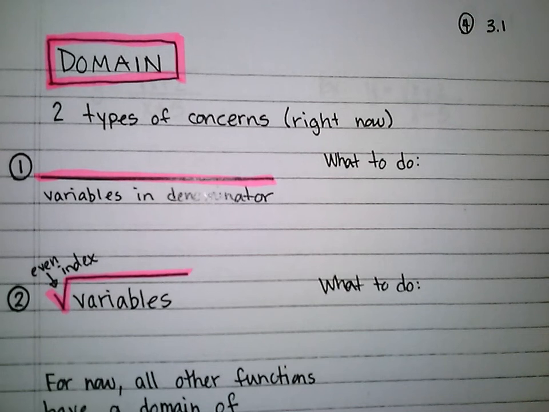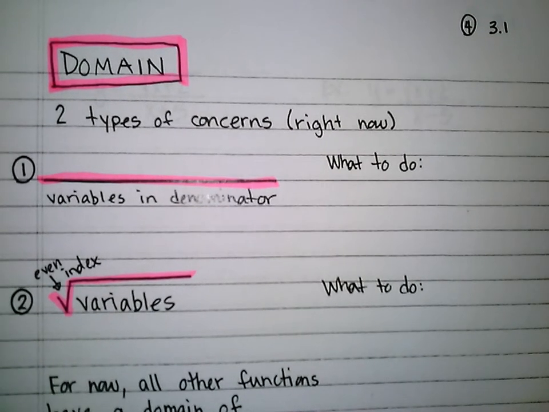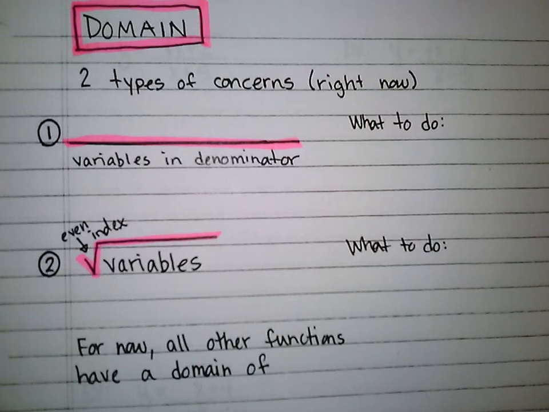So we're going to continue section 3.1 for college algebra. We're going to be talking about domain. Now you're going to want to mark this page because we're going to need to come back to domain lots of times throughout the entire rest of the class. For right now, we're just going to have two things that we have to watch out for.